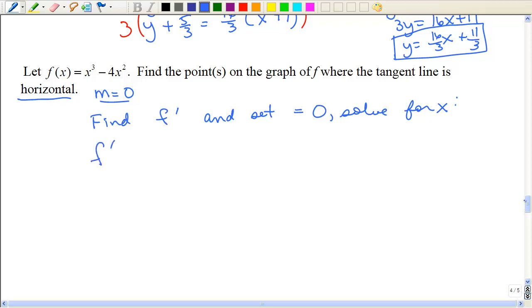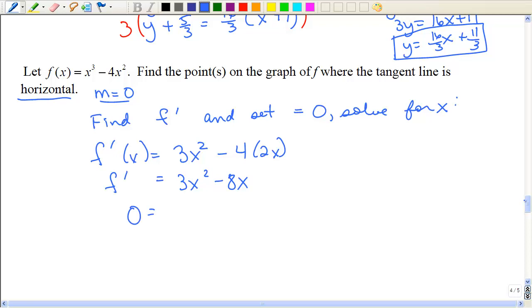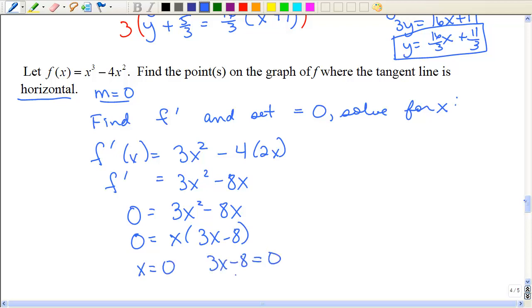So first of all, let's find the derivative in general. So that's my derivative. Now I want to know when that derivative equals 0. So I would set it equal to 0, factor out an x. Then I'm going to set each factor equal to 0 and solve for x. And so find the points on the graph where the tangent line is horizontal. It's when x is 0 and when x is 8/3.